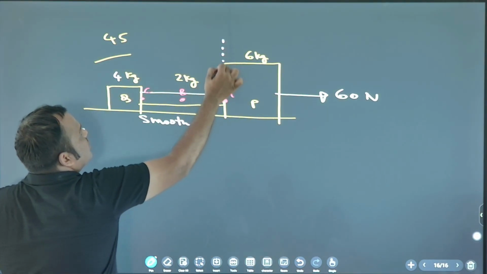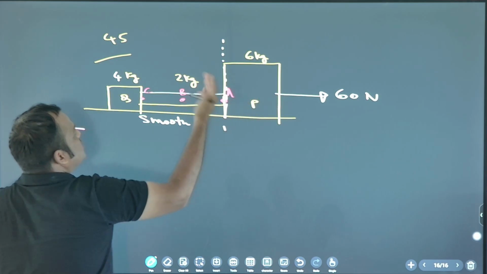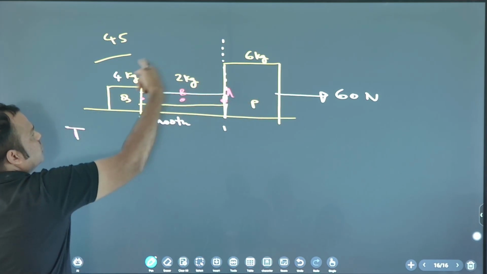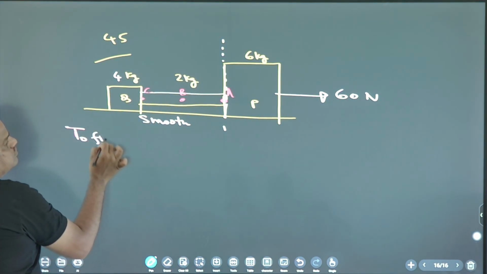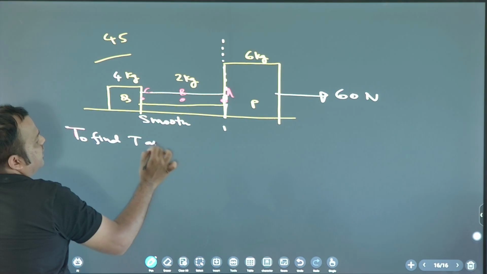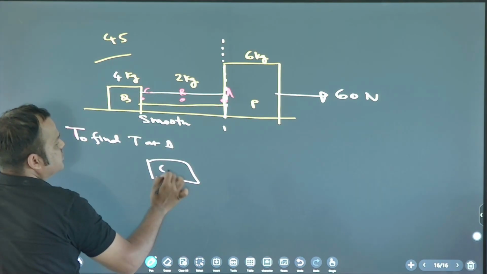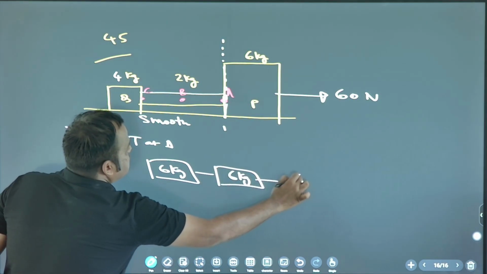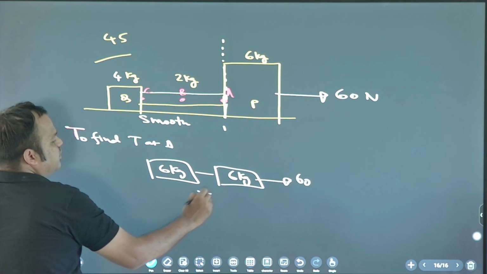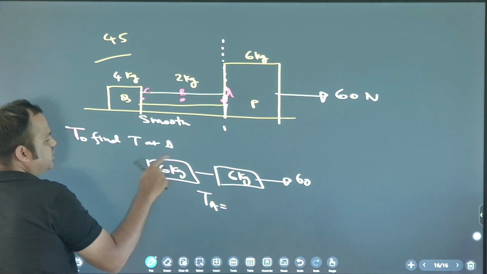So you separate the right side and the left side. What is the left side total mass? Left side total mass is 6. So to find the tension at A, you can consider this as 6 kg, and this is 6 kg, this is 60 Newton. Now apply the direct formula. TA is equal to this mass, okay, this formula.